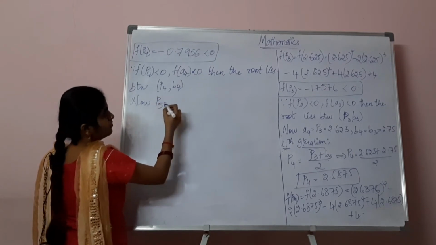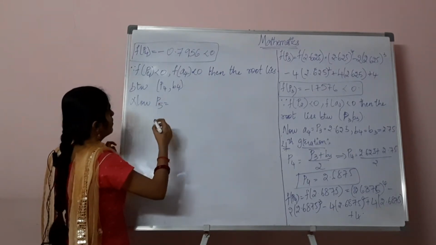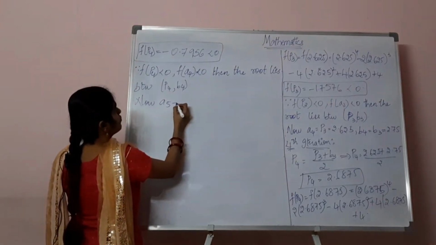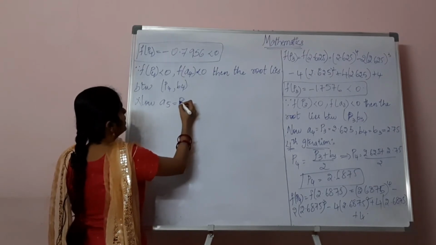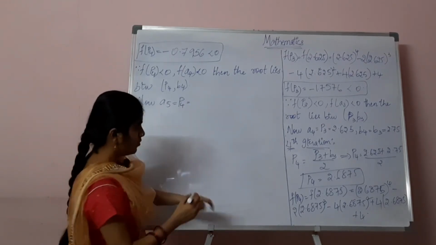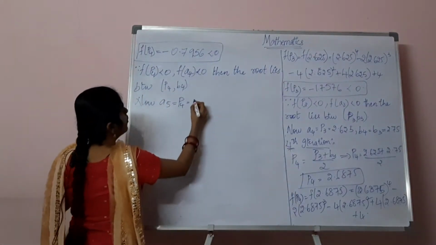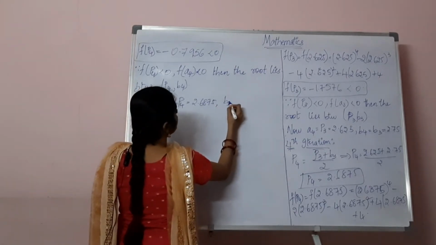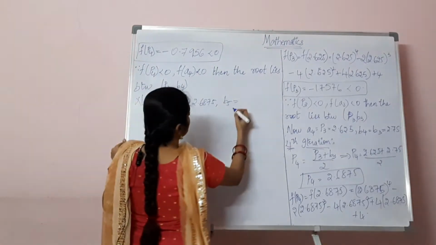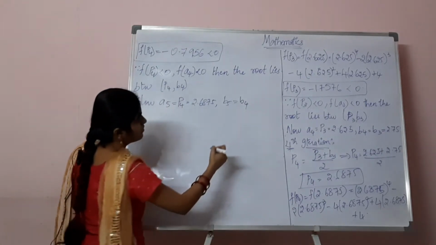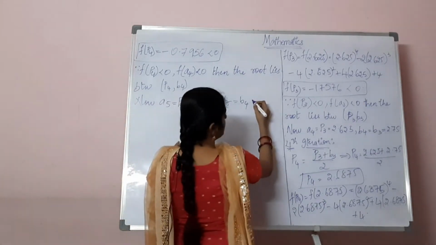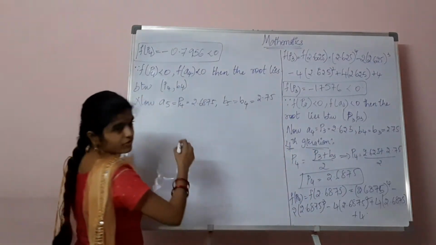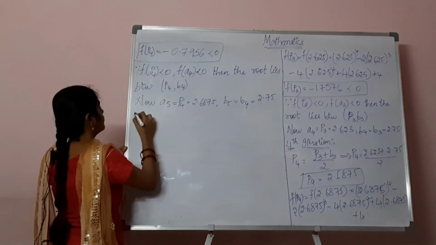Now A5 equals P4. What is the value of P4 we are getting? 2.6875. Next, B5 equals B4. What is the value of B4? 2.75. Now with this we have completed the fourth iteration. Now the fifth iteration.